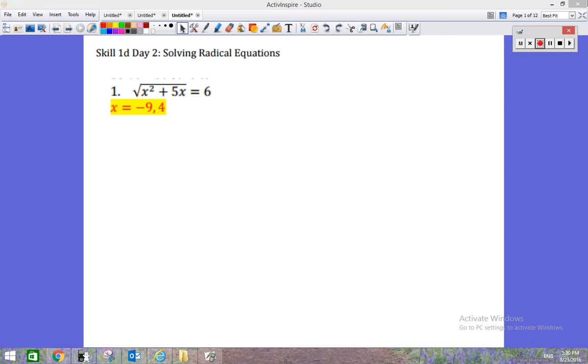A student requested that I come in and explain how we got the answer keys for our radical equations day 2. So let's see if this helps out.